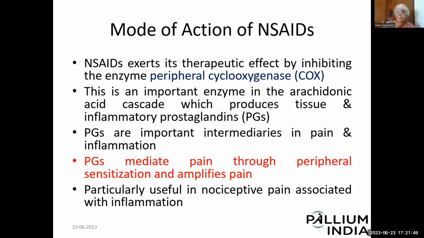Now, unlike paracetamol, this acts by inhibiting the enzyme peripheral cyclooxygenase. This is a very important step in the arachidonic acid cascade after tissue injury, which produces the tissue and inflammatory prostaglandins. They are the mediators of pain and inflammation, the prostaglandins. And they mediate pain through a phenomenon called peripheral sensitization, which amplifies the pain. So it is particularly useful in nociceptive pain, which is associated with inflammation.